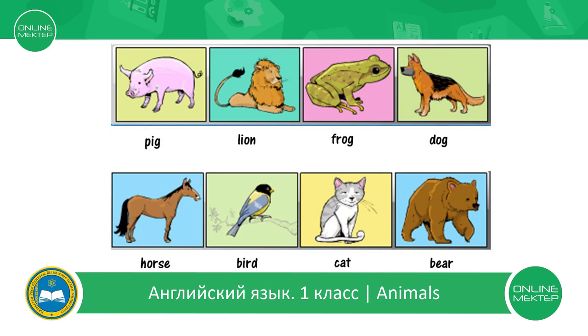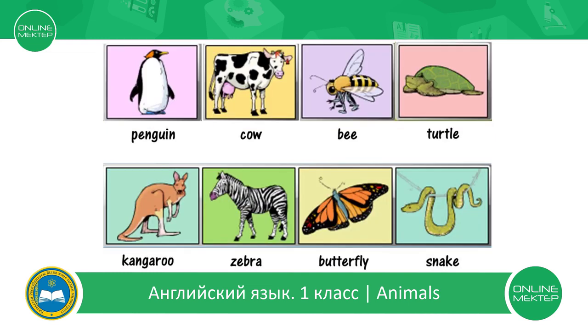Now let's revise all the words. Pig, lion, frog, dog, horse, bird, cat, bear, penguin, cow, bee, turtle, kangaroo, zebra, butterfly, snake.